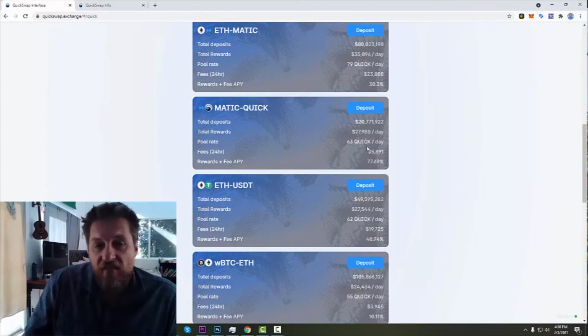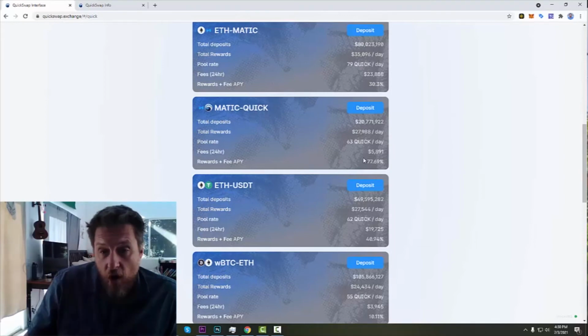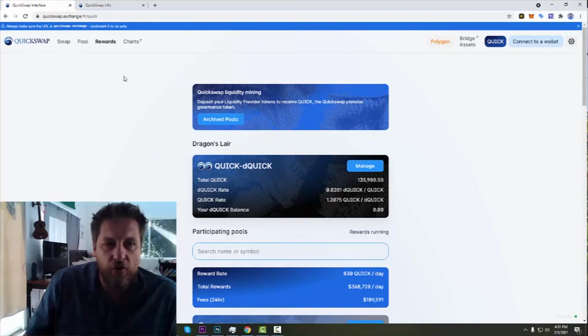If I think Quick is gonna go up and Matic's gonna go up and I'm planning on holding them both, if I feel secure and safe about putting them in here, I can hold them both and watch the tokens increase in value and be paid 77% on top of it. So it can be a really lucrative way to earn extra while your crypto is going up in value if you've got tokens that you purchased at a good price and that you think are gonna go up and you wanna hold them for a while. But like I said, there are some risks. Learn about it before you get into it.